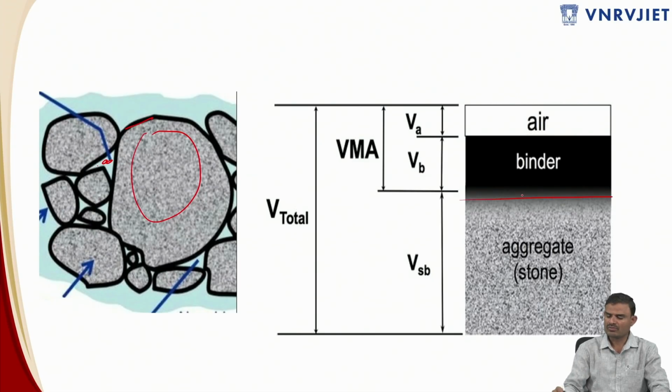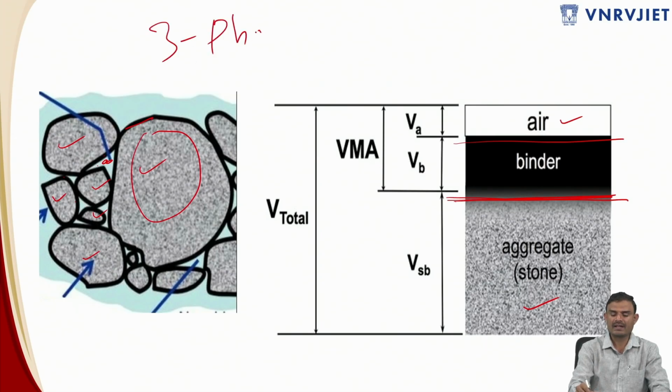So this volume, whatever is present over here, I'm keeping this aggregate volume, this aggregate volume, this aggregate, and all of them put together as the bulk aggregate volume. And I've removed all of the bitumen and kept it here. This is the bitumen present over here, and this is the air voids present over here. I'm just separating. This is also called a three-phase diagram.